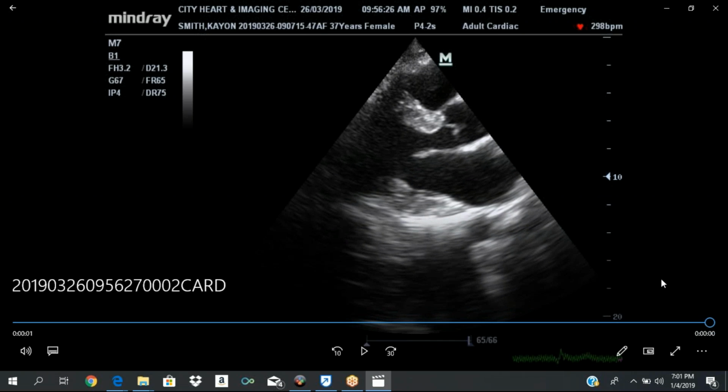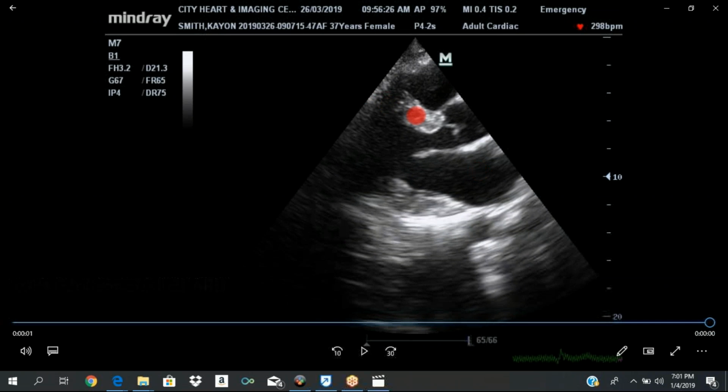Okay, so this is the septum, the interventricular septum. This is the LV cavity right there. This is the posterior wall. Okay, mitral valve. This is the anterior mitral leaflet. The posterior mitral leaflet is right there. This is the left atrium.